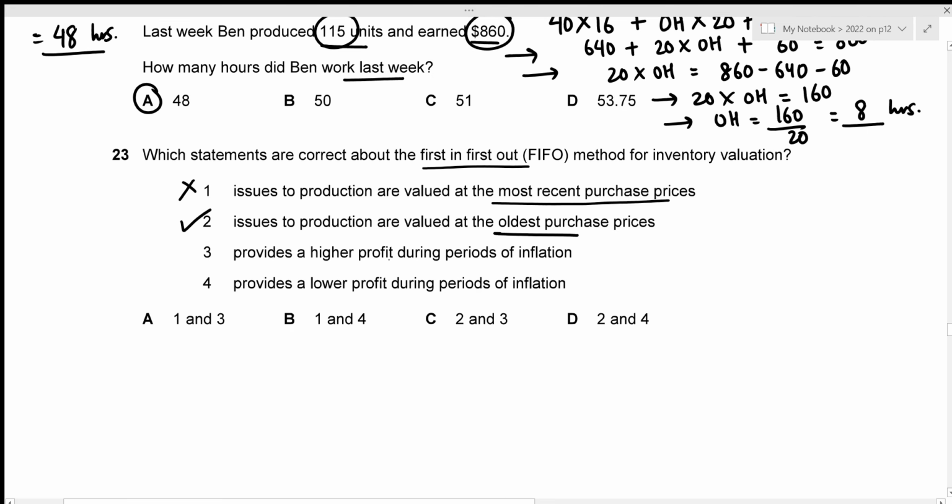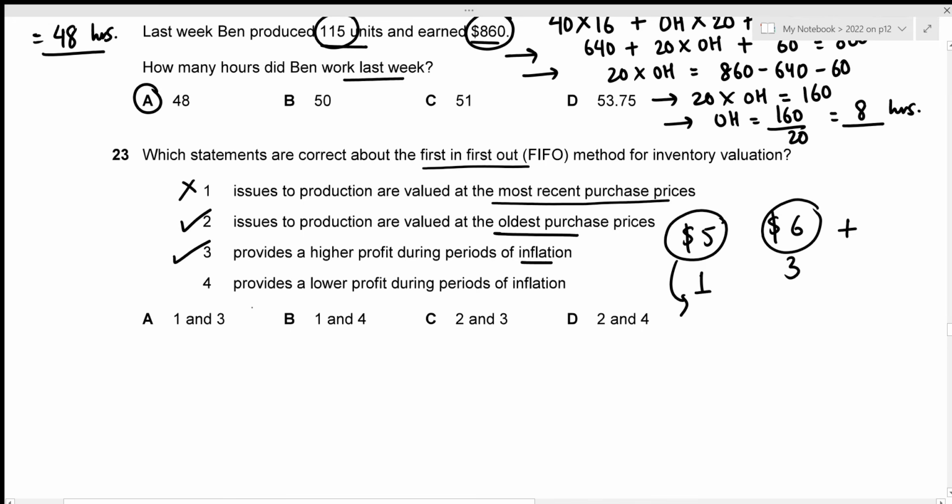Then the third one is provides a higher profit during periods of inflation. So during periods of inflation, at time 1, suppose our price is 5. At time 3, the price goes up to 6, right? And when talking about first in, first out method, we issue the oldest price to production. So if we're issuing 5 to production, then our closing inventory value is going to be 6. And remember that closing inventory is always added while figuring out the profit. So we're including a higher value, which results in a higher profit, right?